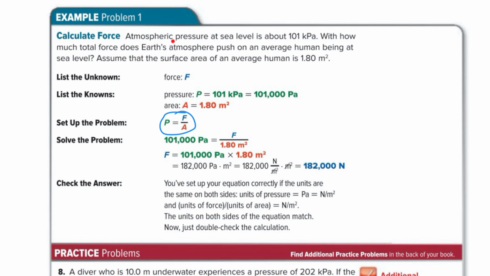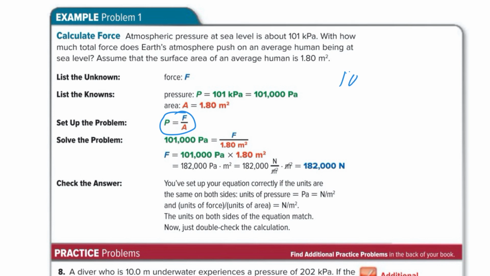So if we follow along here, atmospheric pressure at sea level is about 101 kilopascals. With how much total force does Earth's atmosphere push on an average human being at sea level? Assume that the surface area of an average human is 1.8 meters squared. So your units here are important. You have to have the pressure in pascals, not kilopascals.